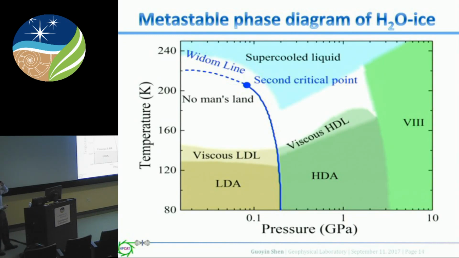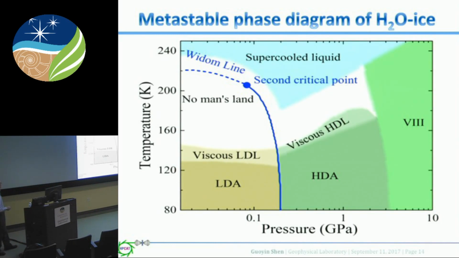This is actually the put together, kind of like a metastable phase diagram. This term may not be accurate enough, but anyway, just to put the PT ranges for all these metastable phases together. LDA stands for low density amorphous. HDA stands for high density amorphous. This is crystalline phase 8. And then this is actually the supercooled region. And then up there is the normal water. The melting line is not there.